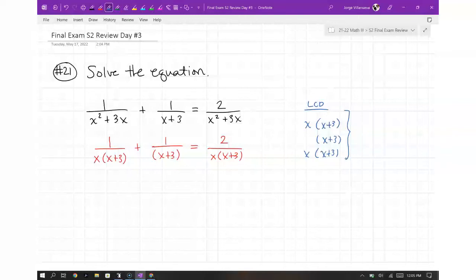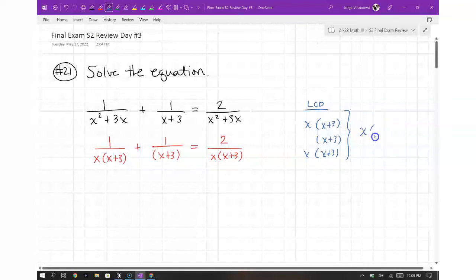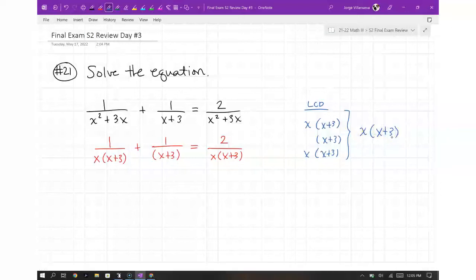So I see an x. What's the highest power on that x? Well, just a 1. So x goes there. The next thing that I see is an x plus 3. The highest power that I see from an x plus 3 is a 1. So that's my least common denominator right there. You always list everything you see to its highest power. Unless it's like numbers, like a 4 and an 8, then you got to think, what's the least common multiple for that? Okay? So here we go.